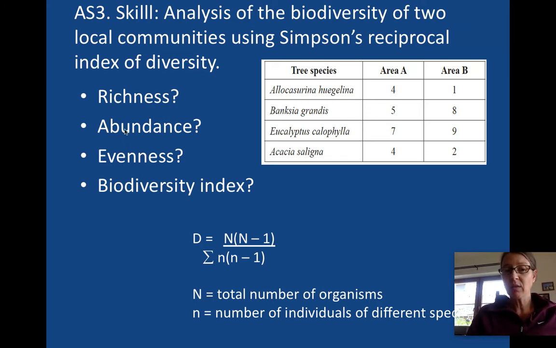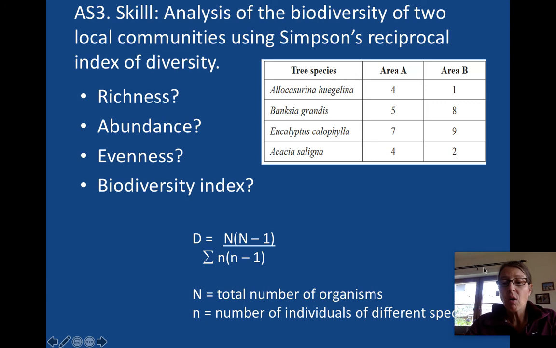You could have two ecosystems that have similar richness, but the evenness is different, and then the one that's more even would be more biodiverse. And the abundance will play a factor too. What are the population sizes? That's going to play into the equation. So here's how you calculate it. This is the equation. Diversity equals the total number of organisms, so you count all of them individually, times the total number of organisms minus 1, divided by the sum of each of the individual populations, okay?